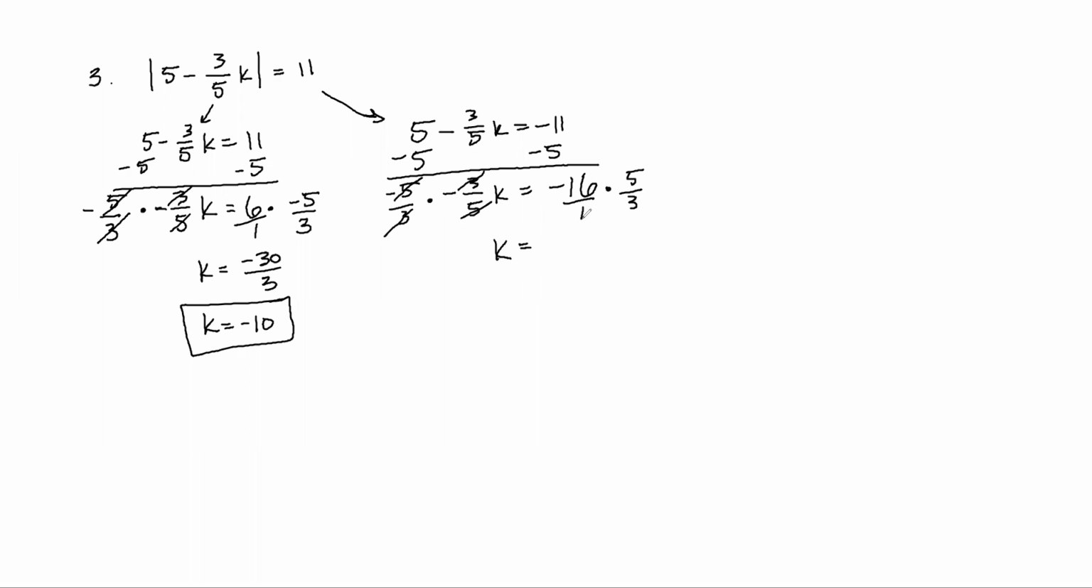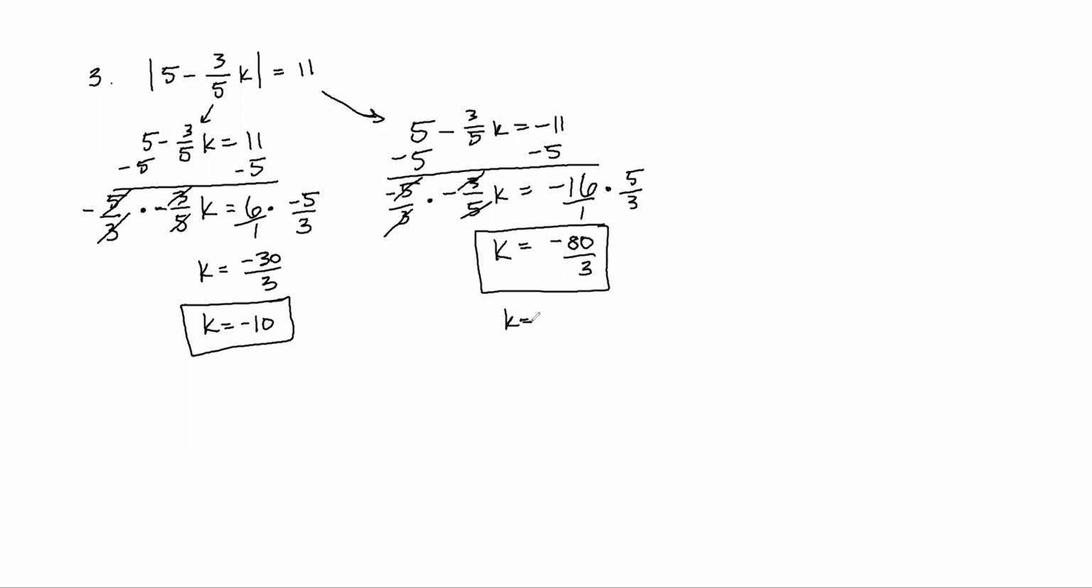Now for this one, the numbers are a little bit bigger, but if you notice, we can't actually reduce anything. 3 doesn't go into 16, 3 doesn't go into 5, so we're going to have to multiply. 16 times 5 is 80. So we have negative 80 over 3. And if you want to leave it just like this, that is perfectly fine. You can change it to a mixed number if you want. It makes graphing a little bit easier.